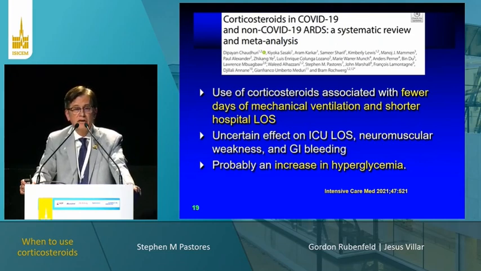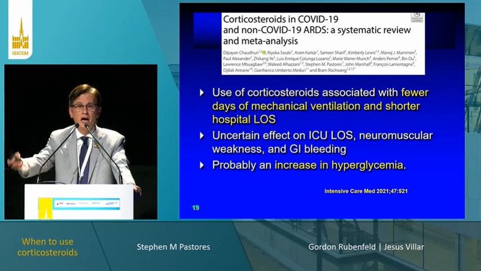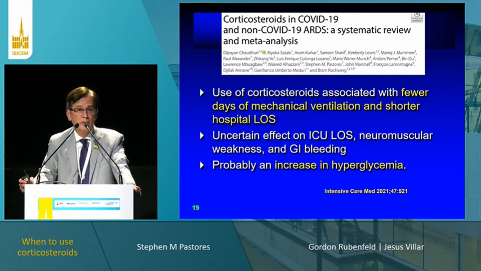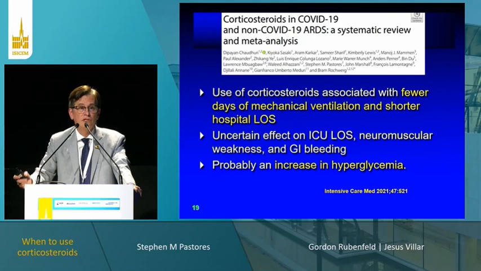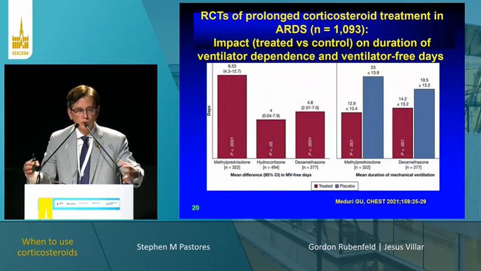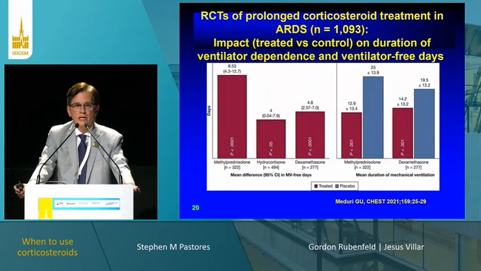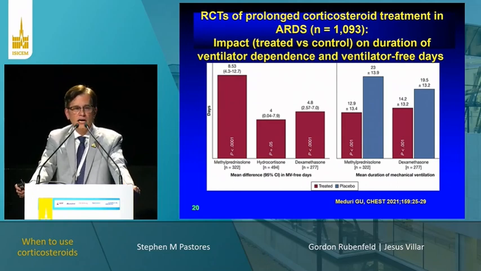We found uncertain effect on length of stay in the ICU, neuromuscular weakness, and GI bleeding, and probably an increase in hyperglycemia. The problem is that we don't have long-term outcome studies with steroids to detect if myopathy, which I think is a real phenomenon and can certainly be a concern because it can reduce quality of life, but we don't have those studies right now to look at the relationship of corticosteroid use and the prolonged incidence of neuromuscular weakness.